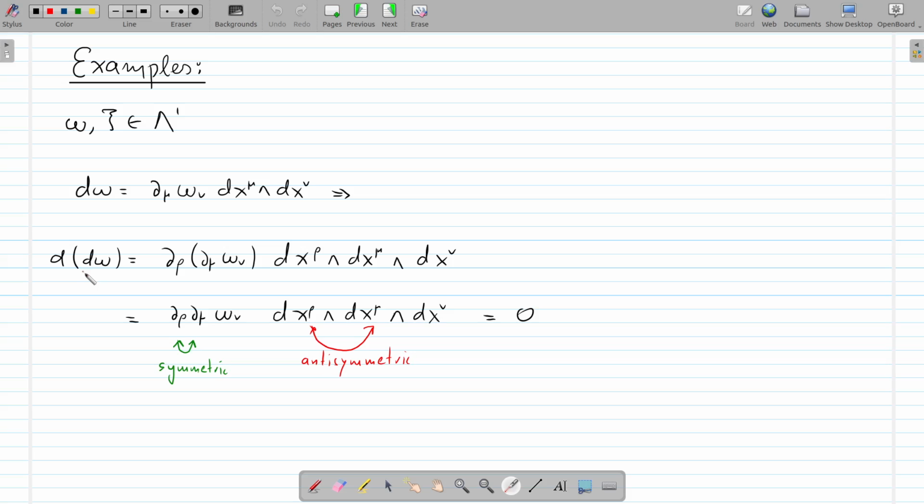So this is easily generalized to any p-form. If you take the exterior derivative of any p-form and then differentiate it once more, then you will have a second derivative here, and then you will have the product of dx's with the indices matching the derivatives. So this will always be symmetric, and this will always be antisymmetric.